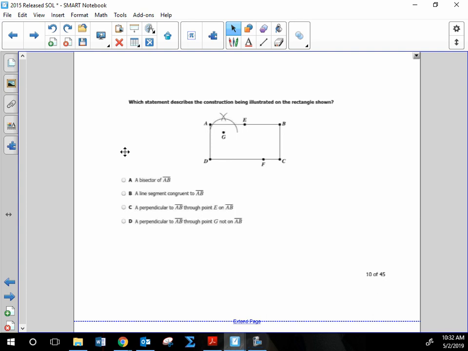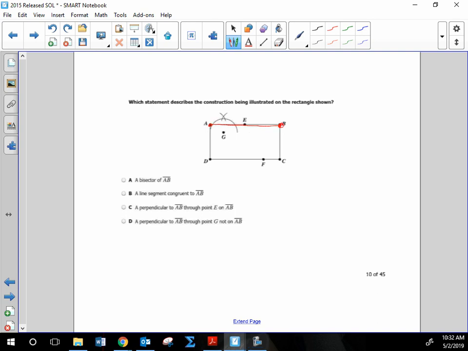All right, so number 10, another construction one. It looks like it's talking about segment AB. So here's segment AB. A bisector of AB. Bisector means it does what? Cuts in half. I connect this. Does that cut that in half? No. Line segment congruent to AB. Is that congruent? No. Perpendicular to AB through E. No. Doesn't even go through E. Perpendicular through G. Oh, let's go. I was right.